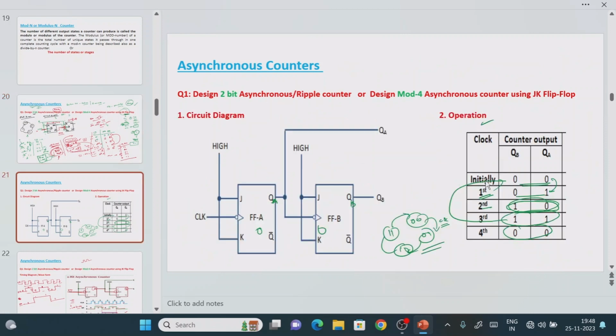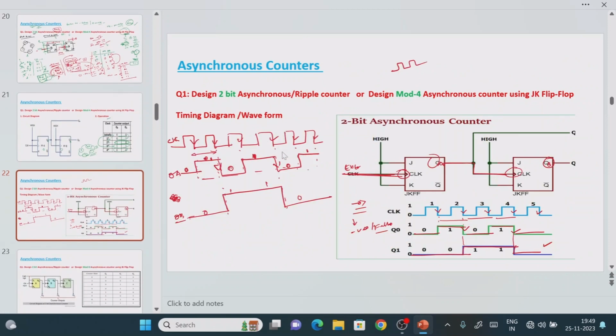Once it is completed, next we have seen the operation, and finally we have drawn the timing diagram representation, right? So if you understand this one, you can design any kind of asynchronous circuit.